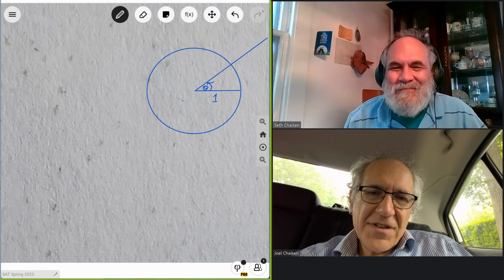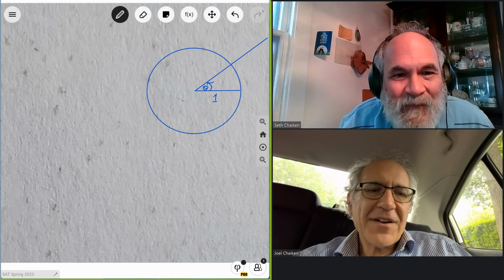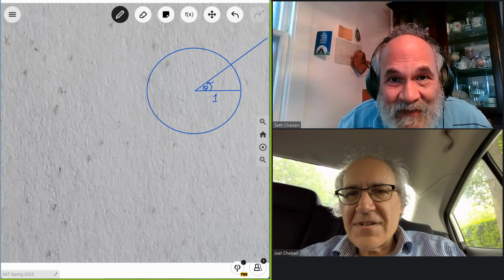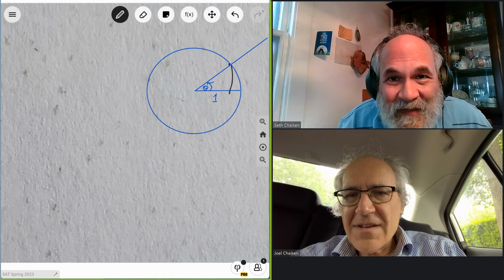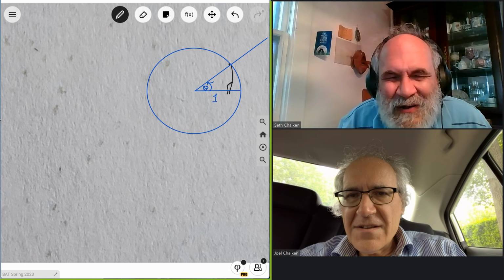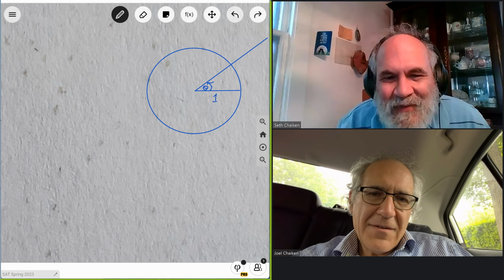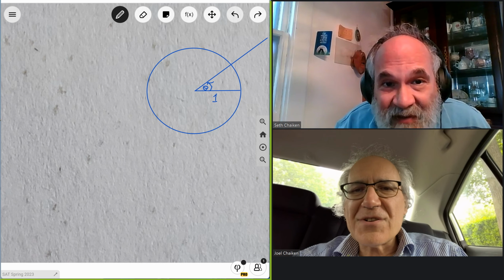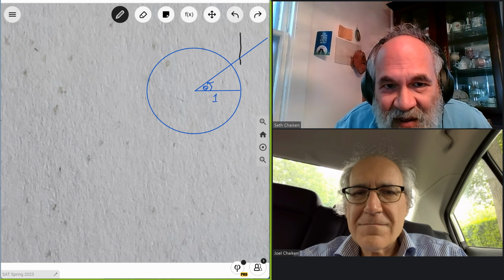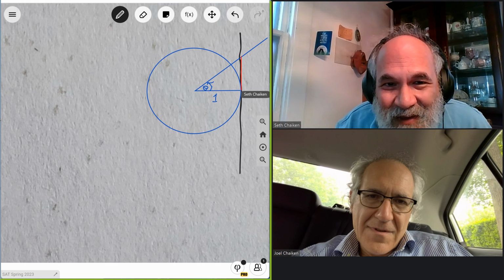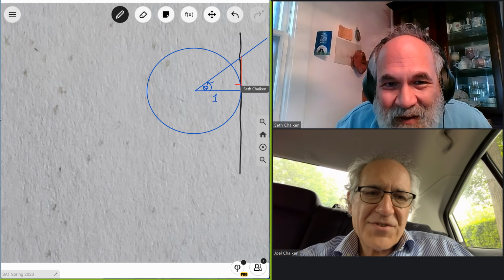Well, the tangent, if you drew a right triangle, which I'm not going to do, I don't want to muck up Seth's beautiful drawing. If you go like this, make a right triangle. The tangent to the circle is here. Here is another right triangle. There's a tangent to the circle.